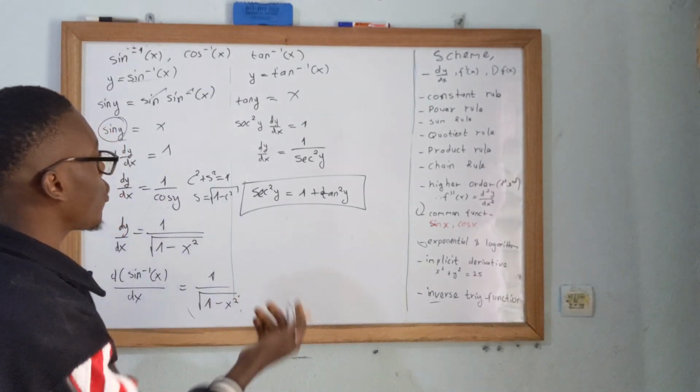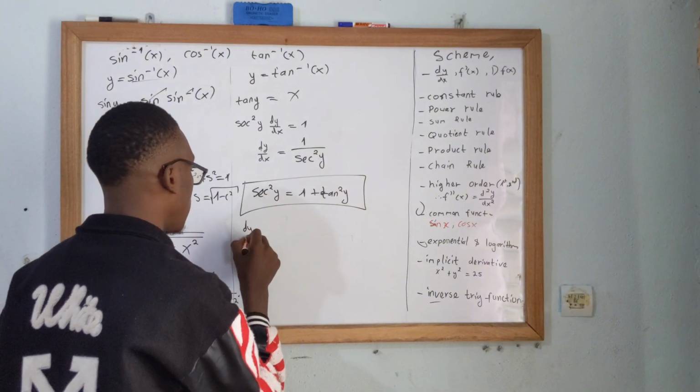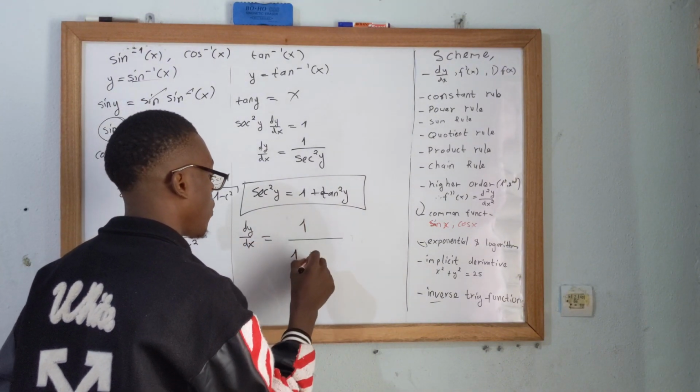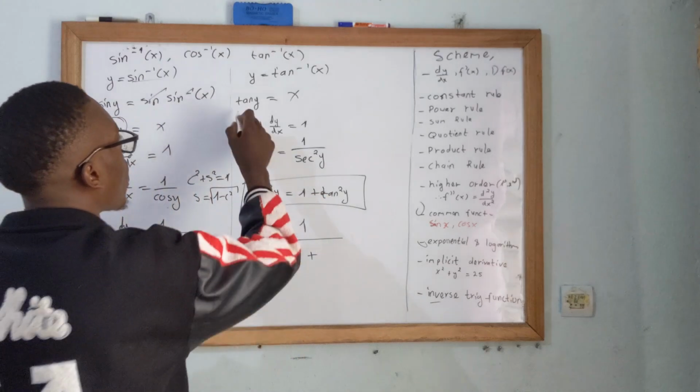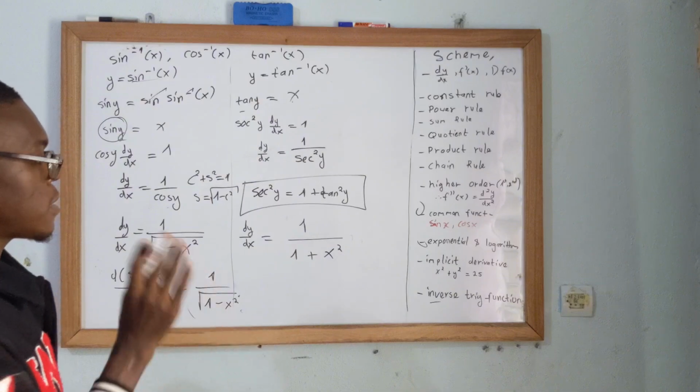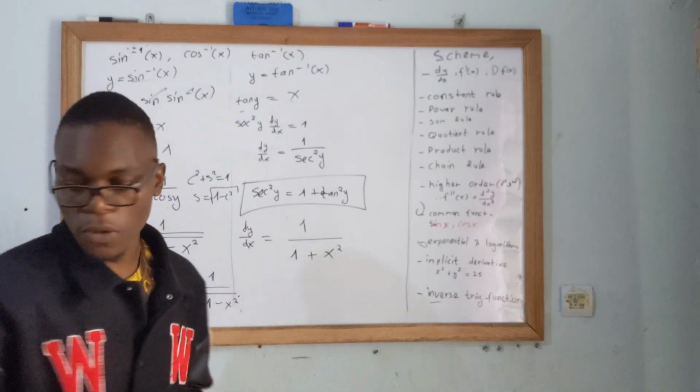Okay, we have this, and you just have to substitute here. You are going to have what? dy all over dx is equals to what? 1 all over 1 plus tan squared y, and tan y is equals to x. Therefore, you're going to have x squared. And we come to the end of this section. Then move then to question solving.